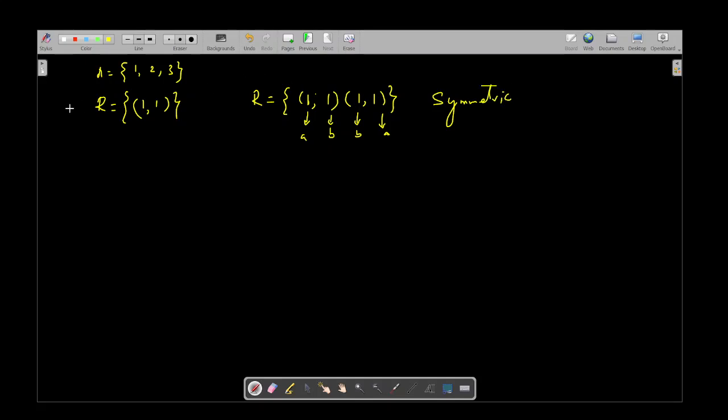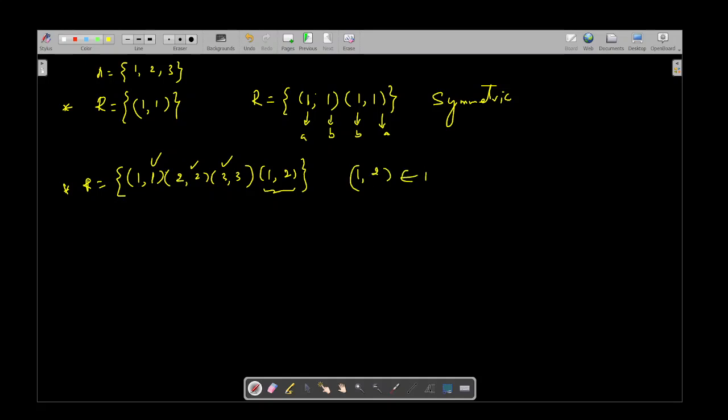Let's take one more example. R is equal to {(1, 1), (2, 2), (3, 3), (1, 2)}. So here (1, 1), (2, 2), (3, 3) are self-symmetric. So let us come to (1, 2). (1, 2) is in R, but to support this we don't have (2, 1) in R. So in this case it is not symmetric.